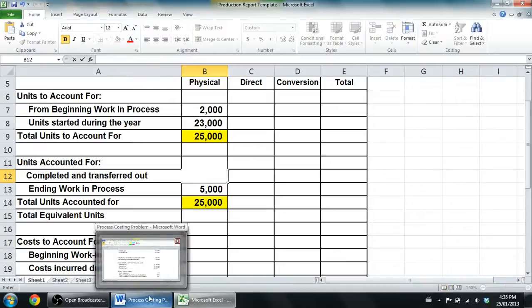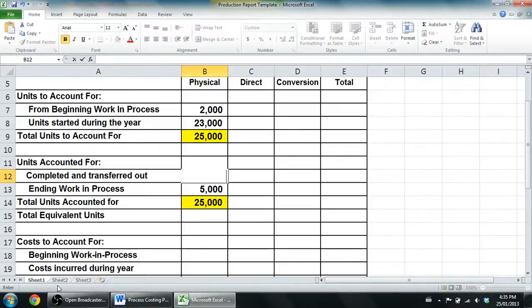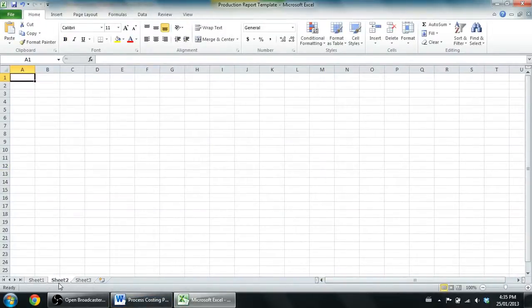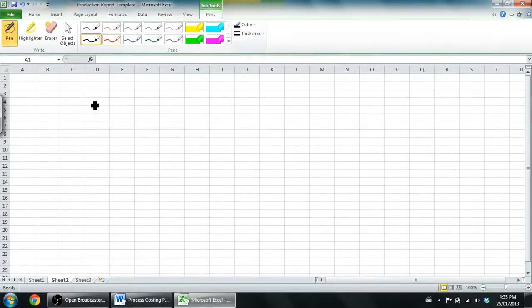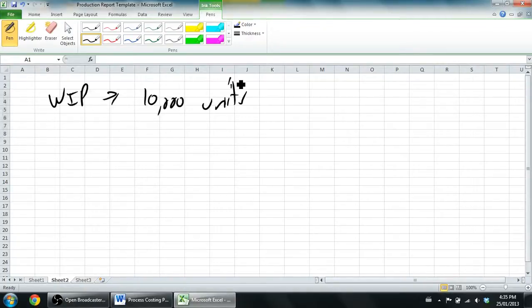So here's an example of equivalent units. Let me just do it this way. Let's say I had, let me get my pen here. Let's say I had WIP and I had started but not finished 10,000 units. And let's further say that I'm making ice sculptures. Weird example, but okay. I'm making ice sculptures. And I started 10,000 units. In other words, I got 10,000 blocks of ice to make my ice sculptures.